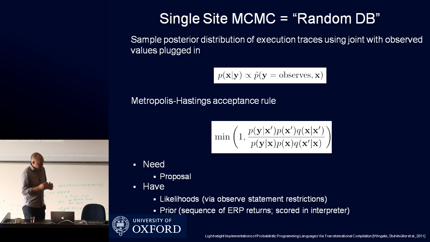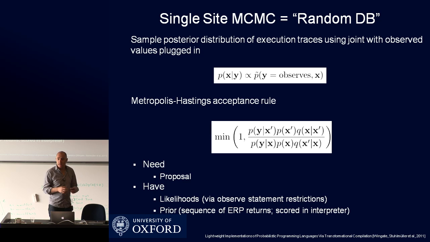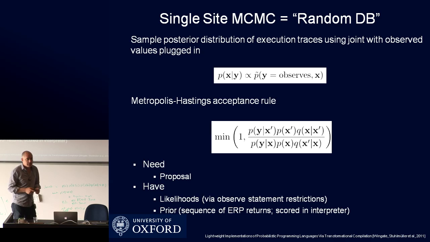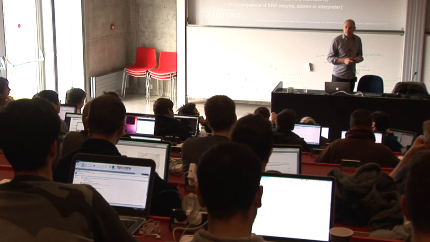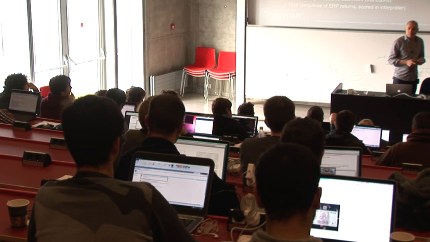Okay, so any suggestions, any ideas about how one might go about building a proposal for the Metropolis-Hastings algorithm that explores the space of probabilistic program execution traces? We have that chain of probability distributions that doesn't change across the run, so you can just go somewhere randomly in that chain and perturb the values.